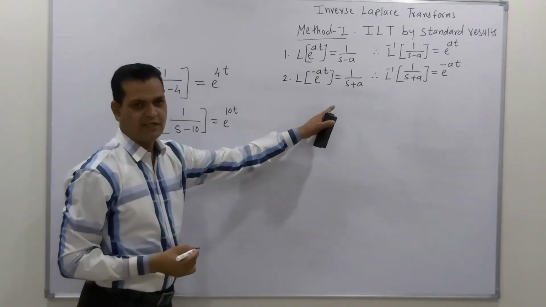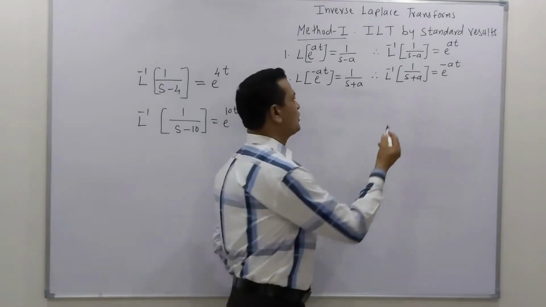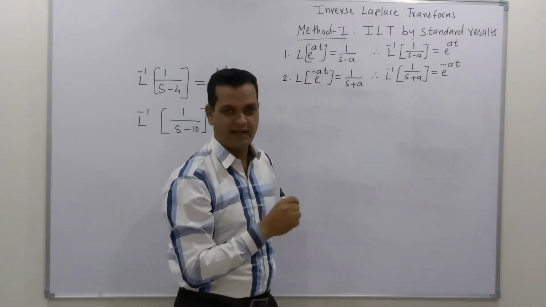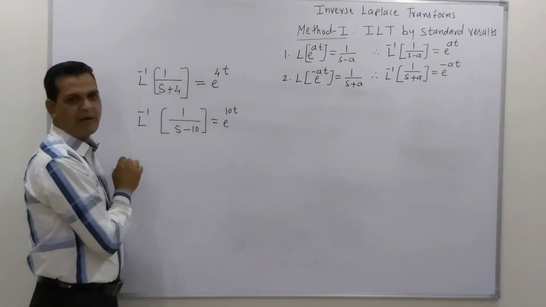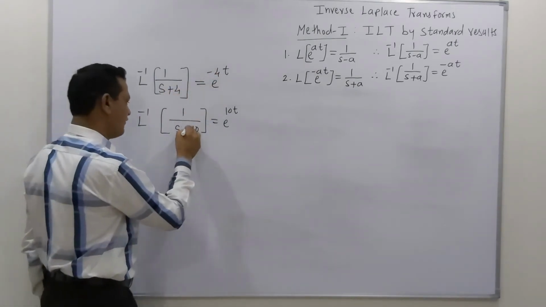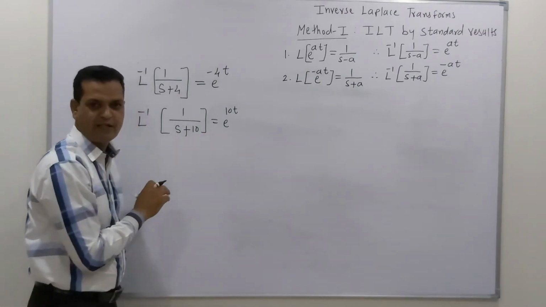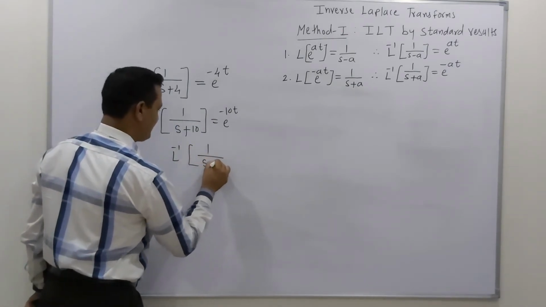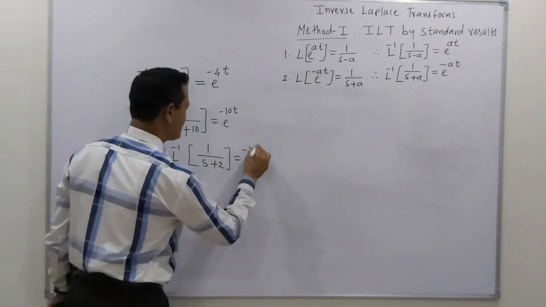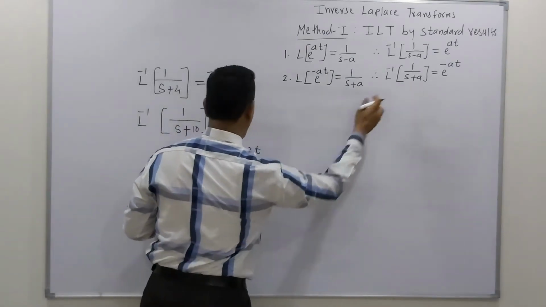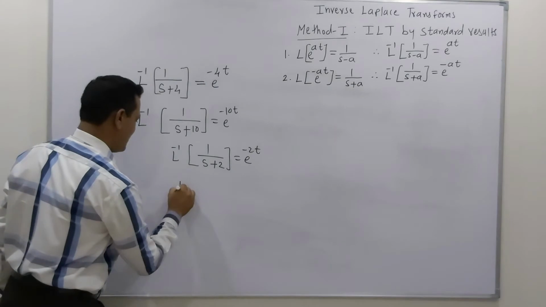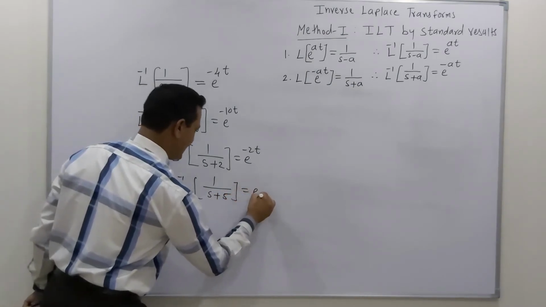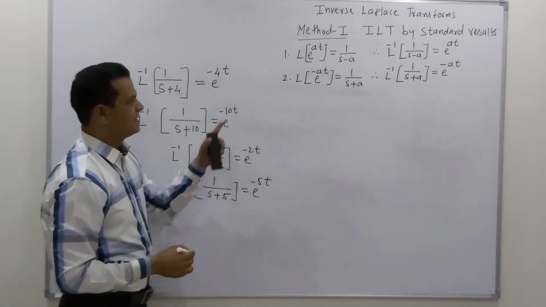Now to understand this result, the difference between the first result and the second result is that in the first result we get a minus sign in between s and a, whereas in the second result we get a plus sign in between s and a. So if we replace this minus sign by plus, then we get e raised to minus at. For the second example, if we wish to find the inverse Laplace transformation of 1 upon s plus 2, we can write this as e raised to minus 2t, because the value of a is 2. Similarly, the inverse Laplace transformation of 1 upon s plus 5 is e raised to minus 5t. So this is about the second result.